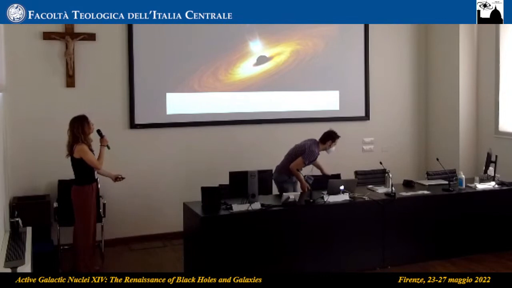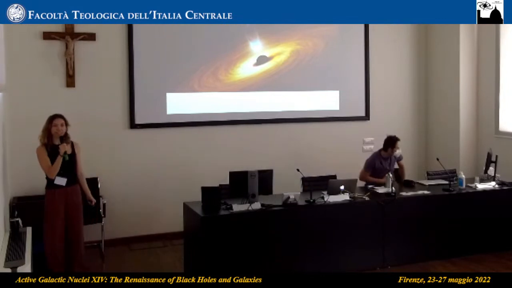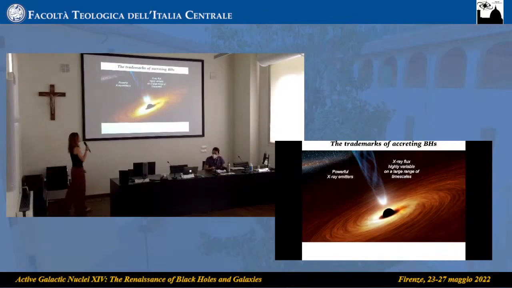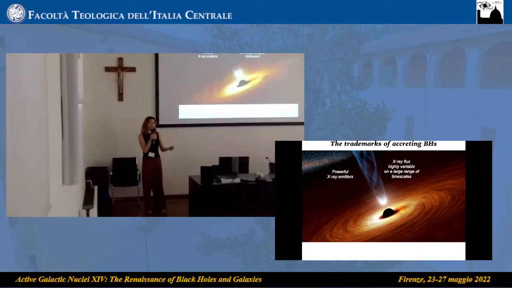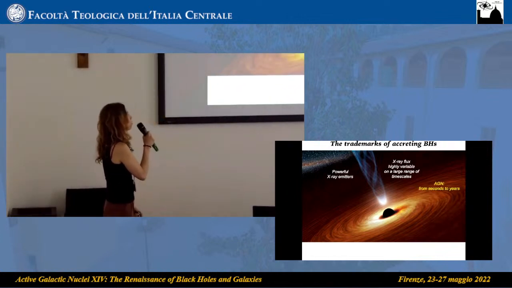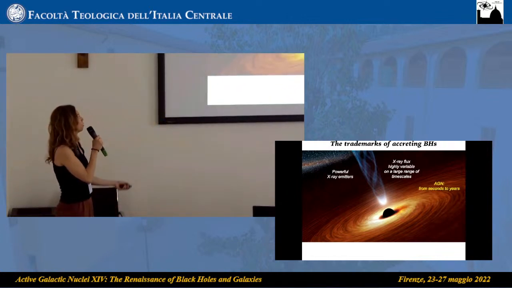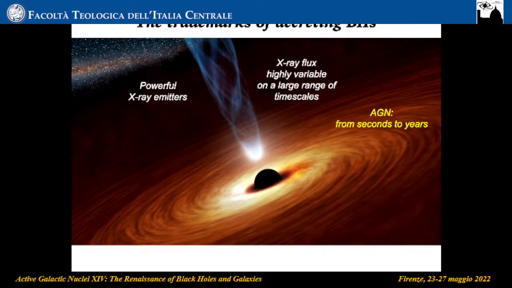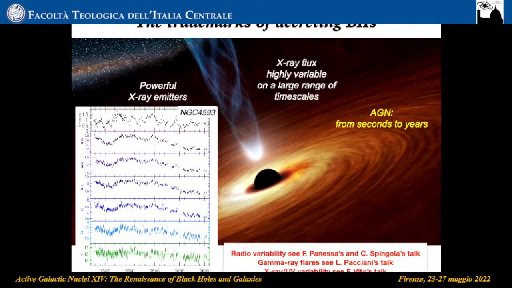So we all know that black hole accreting systems are powerful X-ray emitters, but we also know that this X-ray flux is highly variable, and this variability is observed over a large range of timescales. Now, for AGN, these timescales go from seconds, let's say, up to years. Now, variability is observed in basically any waveband. This is a plot from a Swift observation of NGC 4593. And as you can see, there is variability pretty much in all bands.